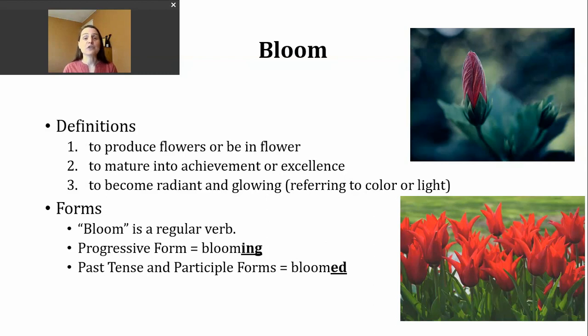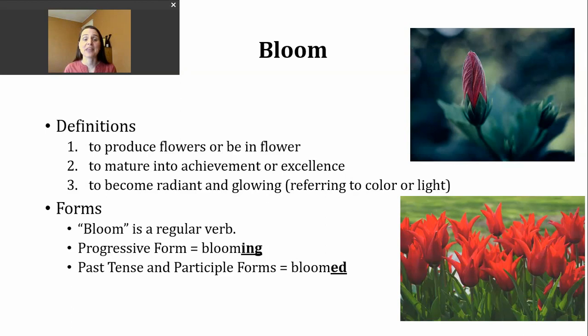A third way you might hear the verb bloom used is in reference to color and/or light. It generally means the color or the light is becoming radiant or glowing. This particular usage probably isn't very common. I think you might encounter it more if you're reading literature, and writers might use this to paint a really clear picture for you.